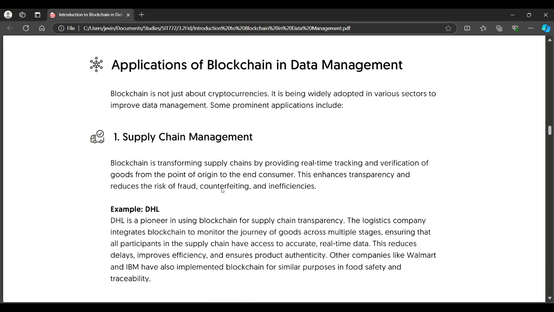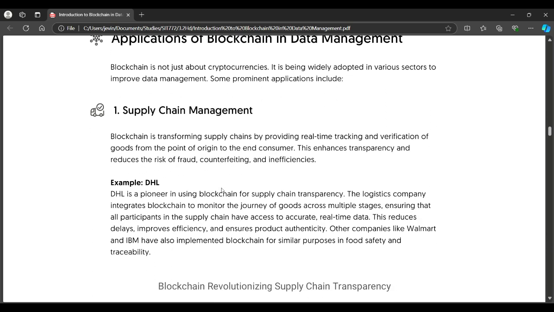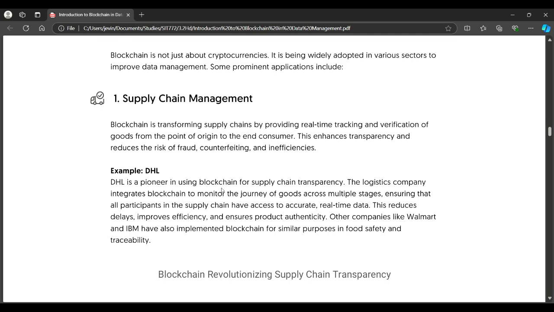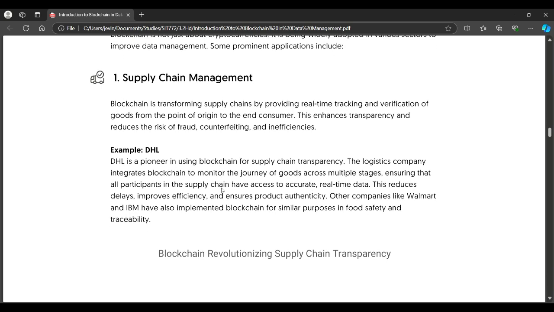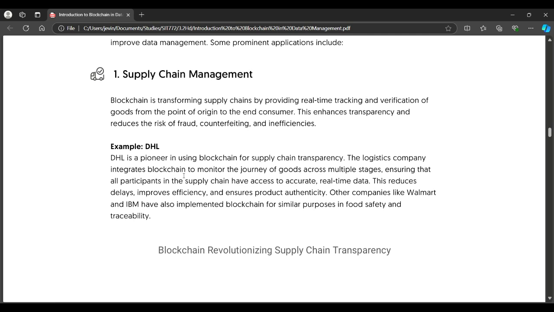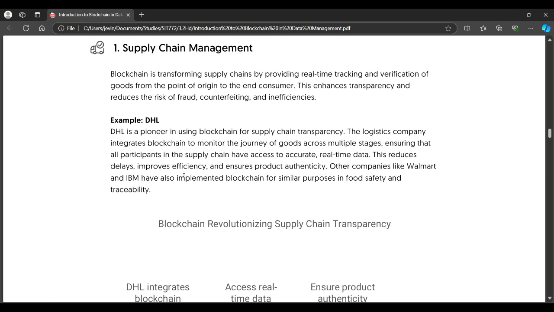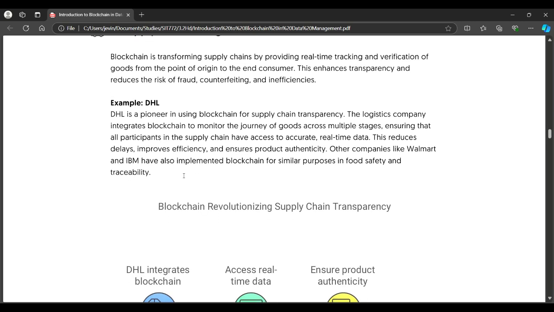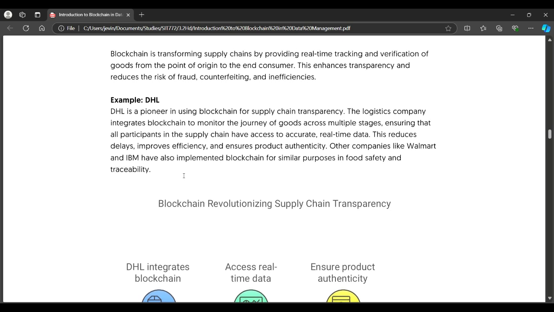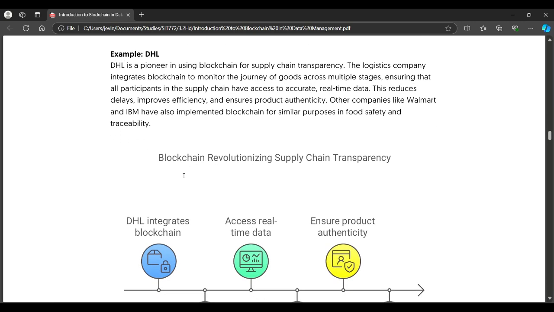So what are the applications of blockchain used in database management? To start with, supply chain. I have used DHL as an example of logistics supply chain management, where real-time tracking and verification of goods from one point to another can be done, with a great deal of transparency, and the risk of fraud, counterfeiting and inefficiency can be avoided.